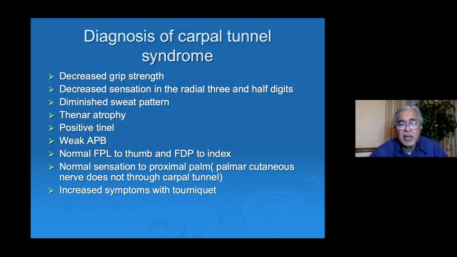positive. There's a sign described as the Durkan sign, which is basically compressing the median nerve at the level of the wrist and then eliciting the Phelan sign. That is much more effective. And the patient has normal FPL to the thumb and FDP to the index finger. That means the patient can make a circle without any problem. Patient also has normal sensation to the proximal palm because it's supplied by the palmar cutaneous nerve. And the patient's symptoms can be elicited if you put a tourniquet up.